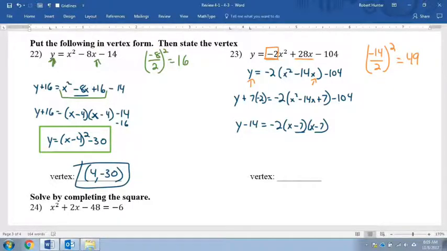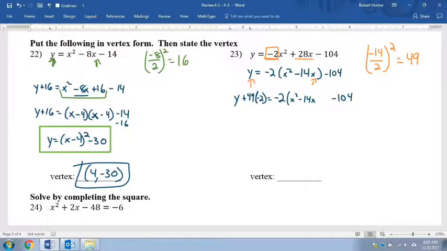I'm an idiot. We didn't just add a 7, did we? We added a 49. I'm losing my mind. This is when everyone's like, Mr. Hunter, what are you doing? It's 6 a.m. Give me a break.